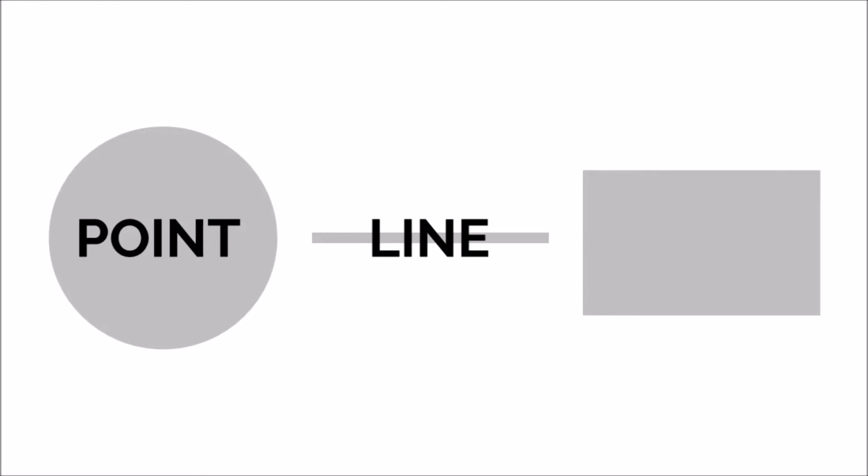Every shape is made of points, lines, and planes. These are the building blocks of design and allow designers to create images. A point marks a position in space. And through its scale, position, and relationship to its surroundings, it can express its own identity.